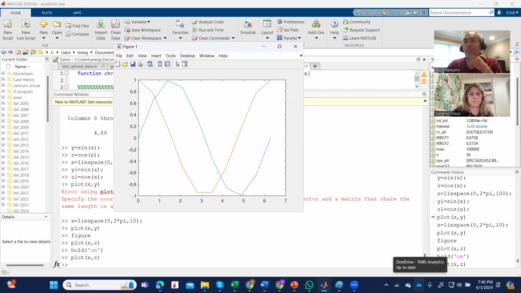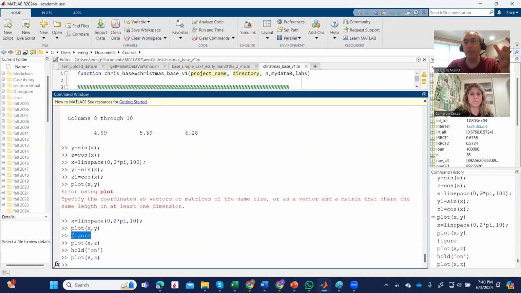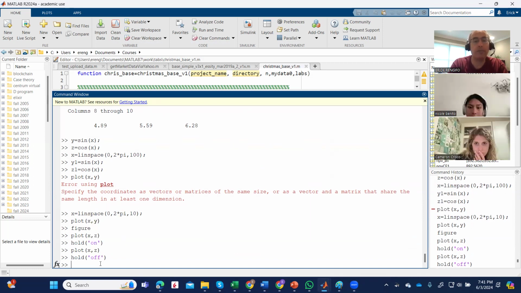You see that? So things to remember. Figure creates a new empty figure. Hold on puts more graphs in the same graph. And then what you want to continue graphing without this restriction is hold off. And then you can continue graphing in different figures.